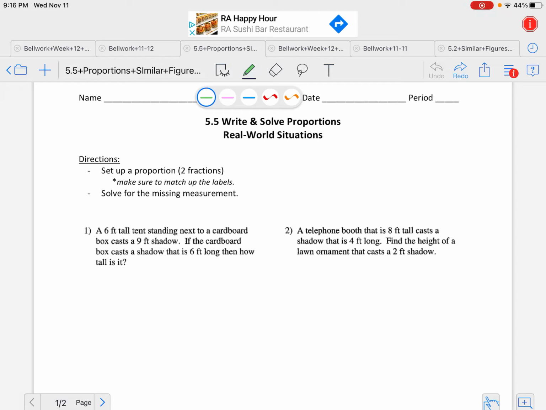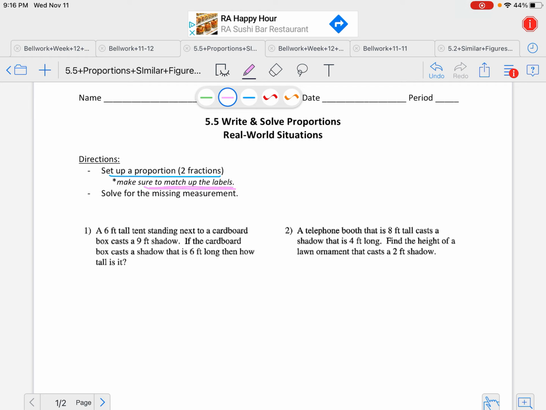Okay, on today's assignment for 5.5, write and solve proportions with real world situations. I want to go over a little bit of it with you just to make sure you understand because there was no notes today. The first step it says in the directions is make your proportion, which means make your two fractions. The super important thing we need to do today is make sure that your labels are matching up.